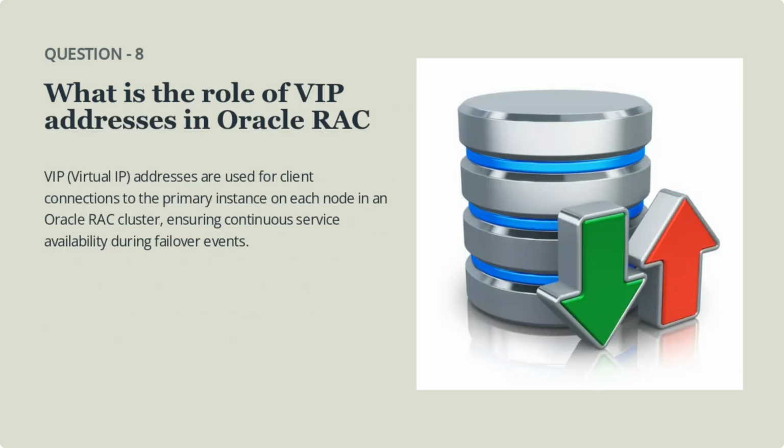VIP addresses play a crucial role in Oracle RAC by facilitating client connections to the primary instance on each node in the cluster. These addresses ensure continuous service availability, particularly during failover events, by redirecting client connections to the appropriate node. This helps maintain seamless operations and high availability within the Oracle RAC environment.